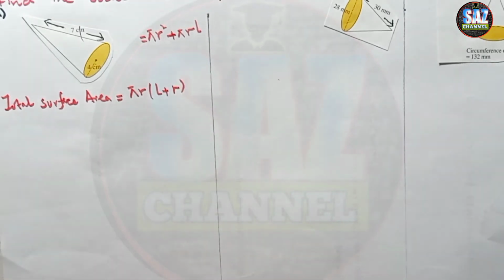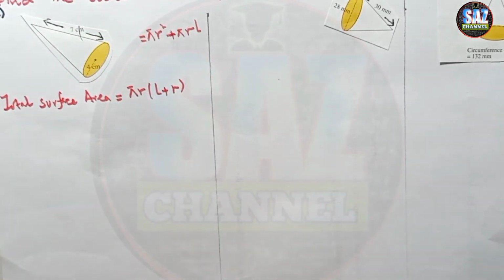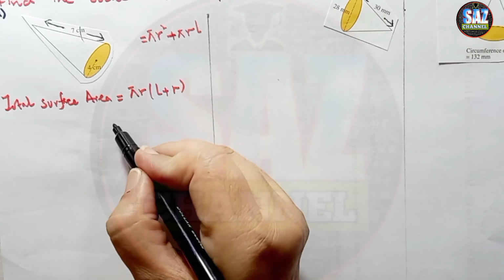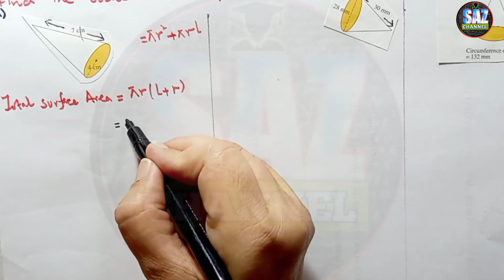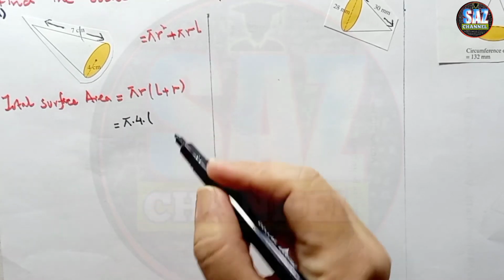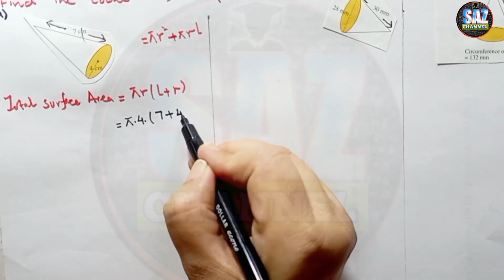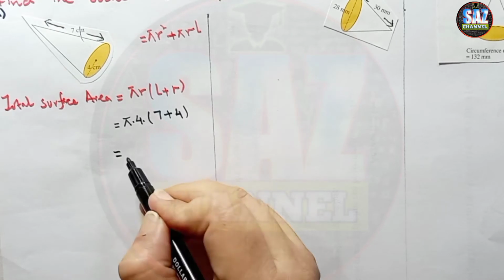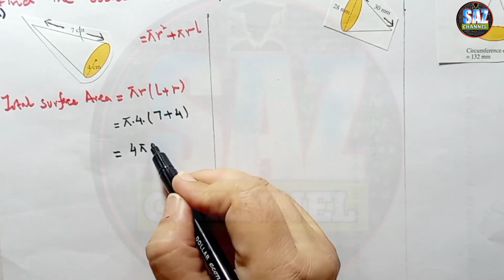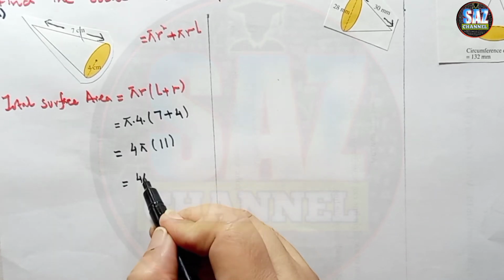Now what we have to do is that we have to carefully insert the values. The base radius given is 4 and slant height is 7 centimeter. So just replace the values carefully. Pi, I will be inserting the value of pi at the end. Radius is 4 into L, which is 7 plus 4, so it will become 4 into pi multiplied by 11. So 11 will be multiplied by 4, it will become 44 pi.